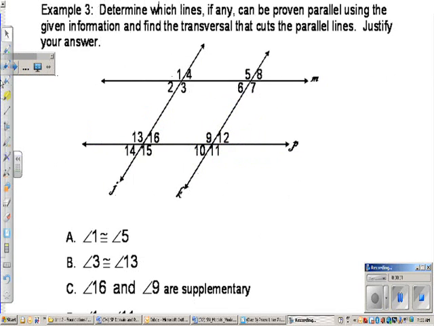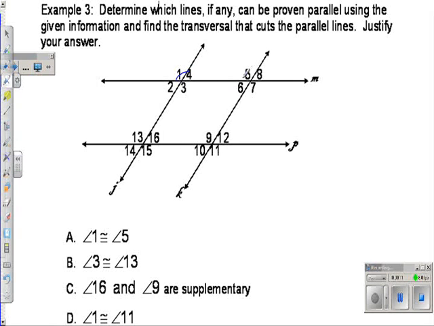On example 3, we're trying to determine, based on the given information, which lines would be proven parallel. For part A, we're told that angle 1 is congruent to angle 5. Angle 1 and angle 5 are corresponding angles because they're both in the same spot. If corresponding angles are congruent, then the lines are parallel. Our transversal in this case would be line M, because that's the line they both have in common. So the lines that would be parallel are line J and line K. Since the corresponding angles are congruent, line J is parallel to line K.